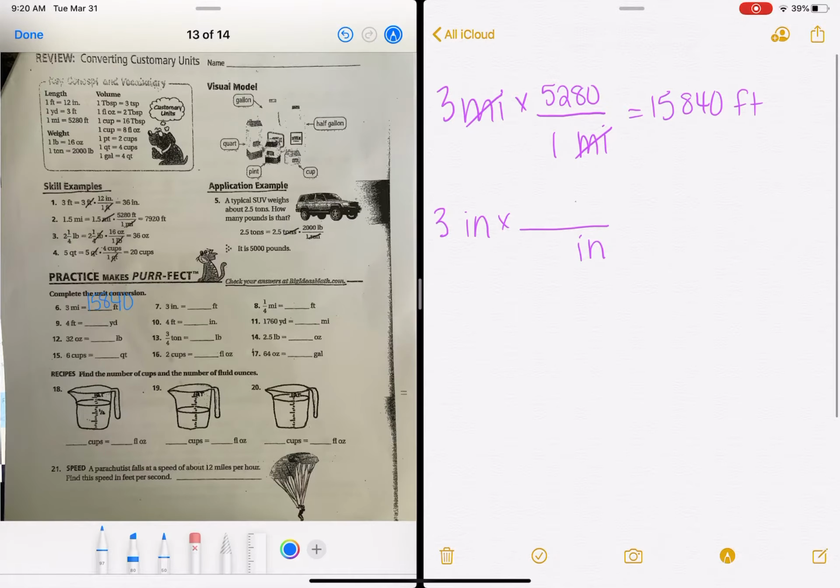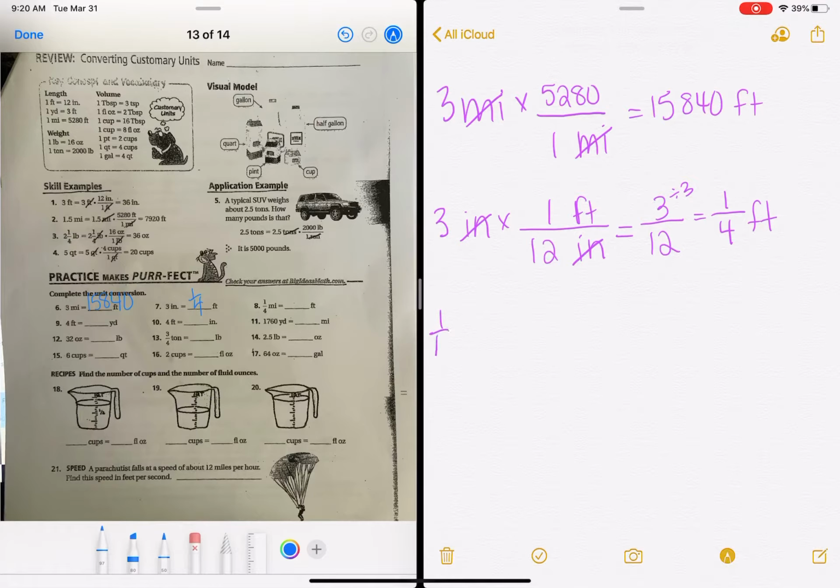Now, in 1 foot, there are 12 inches. Now, in this case, we multiply straight across. 3 times 1 is 3, and 1 times 12 is 12. In this case, we're going to have a fraction, so we have to simplify. 3 divided by 3 is 1, and 12 divided by 3 is 4. So 3 inches is 1/4 of a foot.